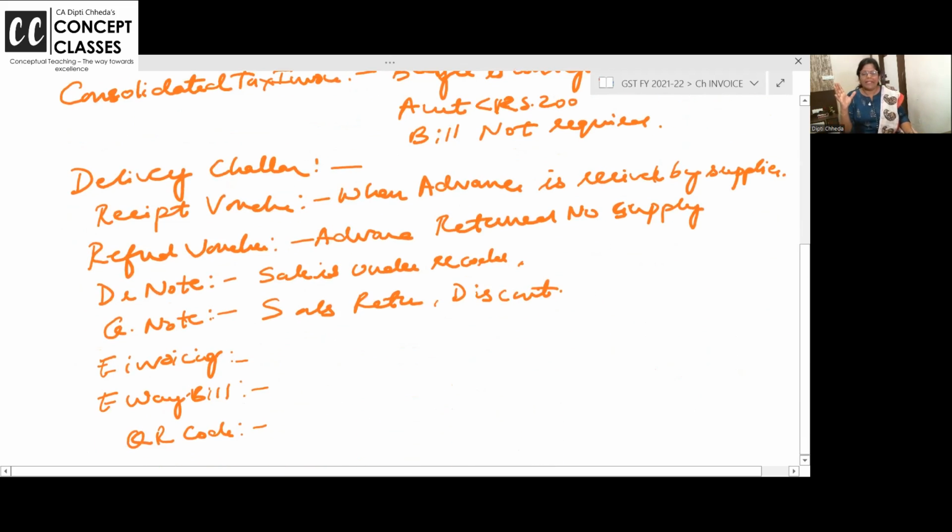Just the simple meaning of these documents should be clear, and when each document is used. Second is ingredients. If we know ingredients in brief also, it is okay. So let us begin all this, and the first thing we will do is tax invoice.